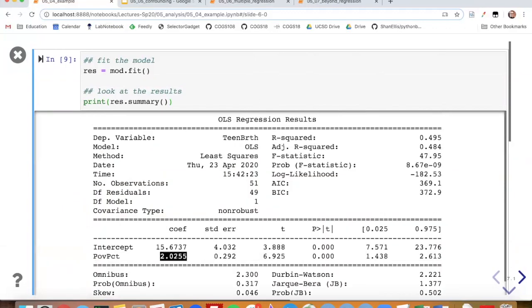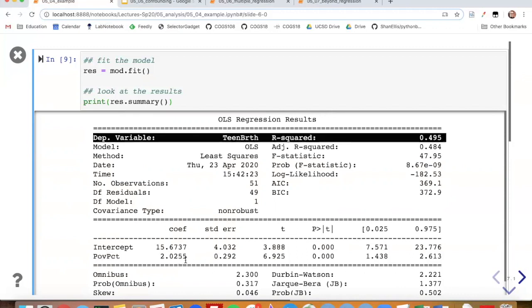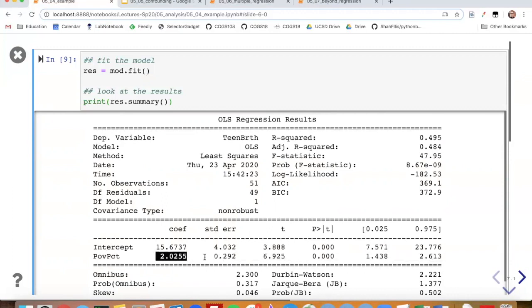This is the effect size determining the relationship between poverty percentage and teen birth rate. We also see that standard error is here. So the value that you would most expect to see: for every 1 unit increase in poverty percentage, you would expect a 2.03 unit increase in teen birth rate. That is how we're going to interpret the coefficient. And the standard error is here, letting you know how confident you are around that estimate.